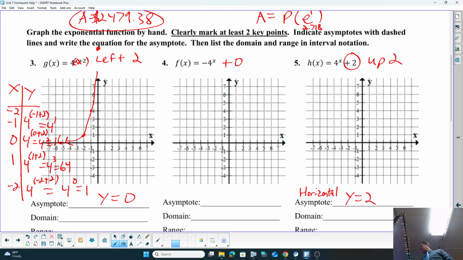The domain is going to be -infinity, +infinity. And the range is going to be a little bit trickier. Oh, this one, the domain is also -infinity, +infinity. But the range will be a little bit different there.